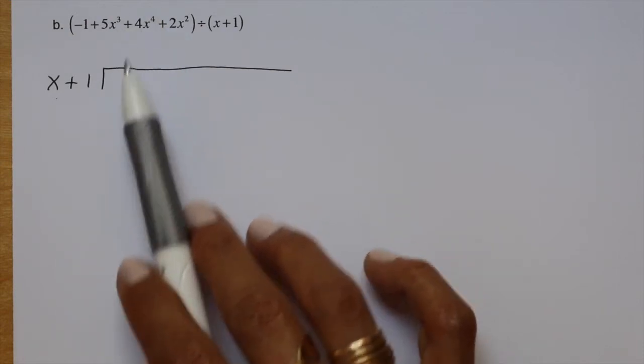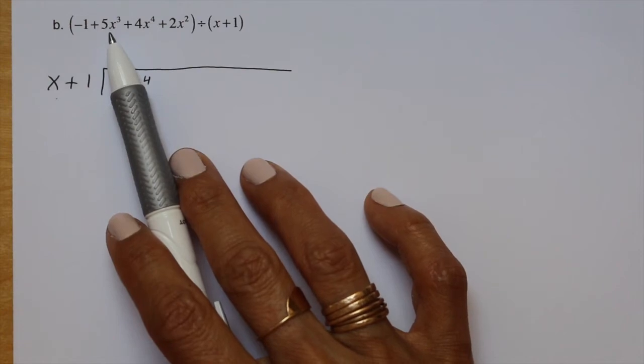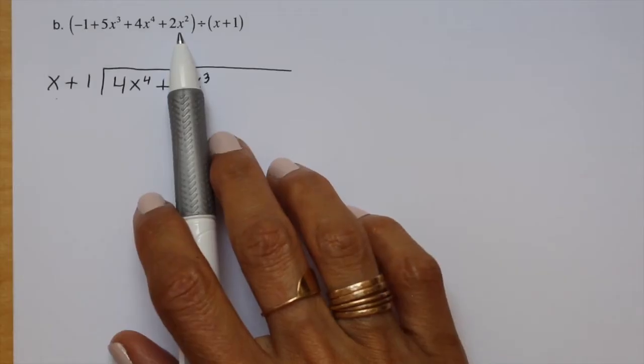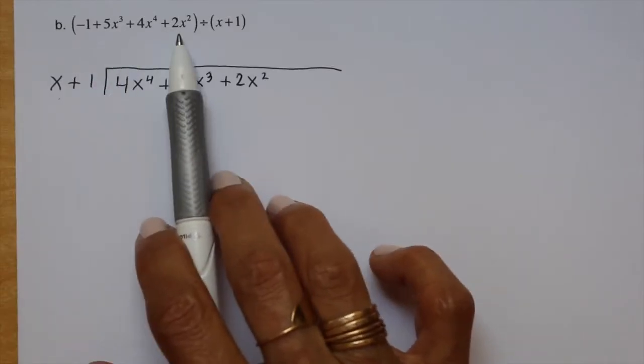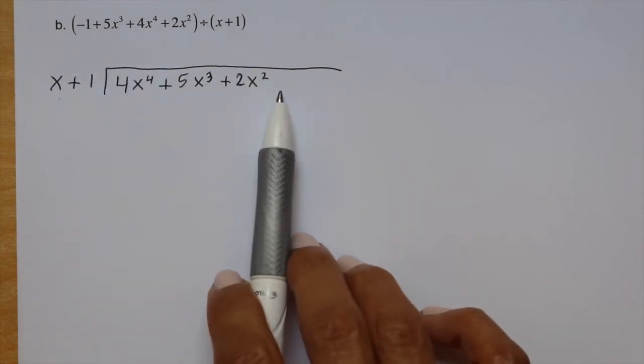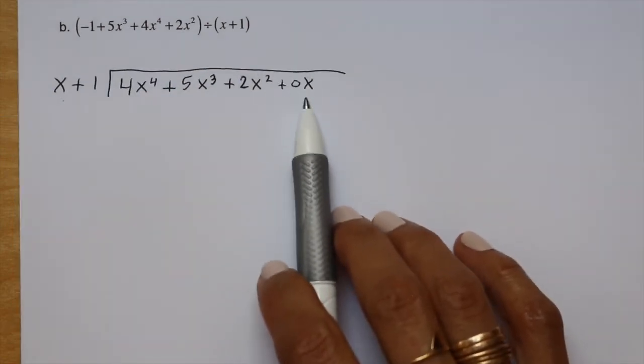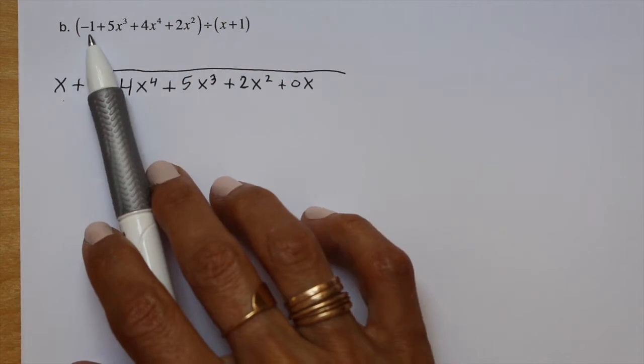We're going to take this term and write it first. Next, we're going to write down the 5x cubed term, then the 2x squared term. Notice there's no plain x term, so I'm going to put a placeholder. So here's my placeholder for the x term, and then finally I'm going to list the constant.